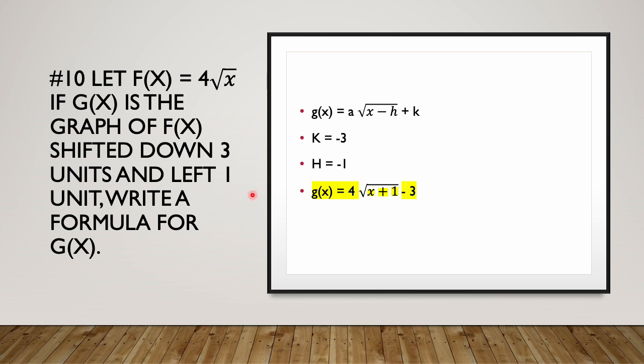For number 10, we have f of x equals 4 times the square root of x, and the problem says that g of x is the graph of f of x shifted down 3 units and left 1 unit, and we are supposed to write a formula for g of x. In order to write this formula, we use the equation f of x equals a times the square root of x minus h plus k. Since we're shifting left 1 unit, h is equal to -1, and since we're shifting down 3 units, k is equal to -3. When we plug in these values, we get the equation g of x equals 4 times the square root of x plus 1 minus 3.